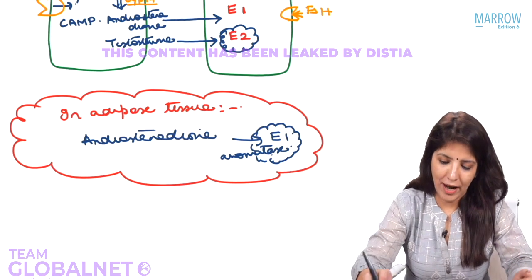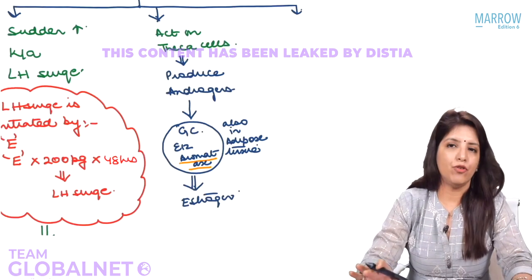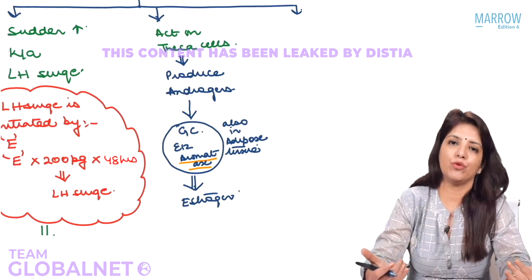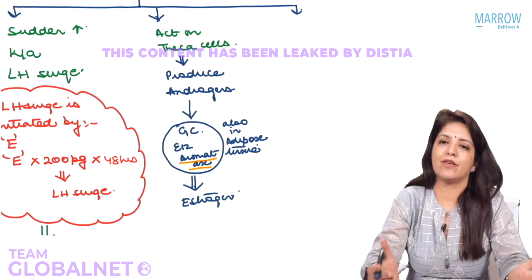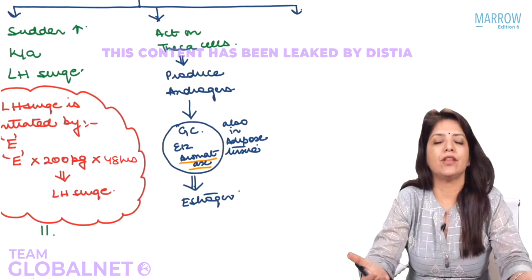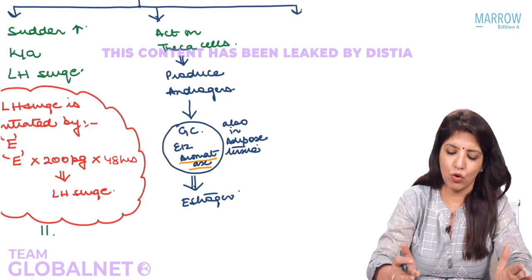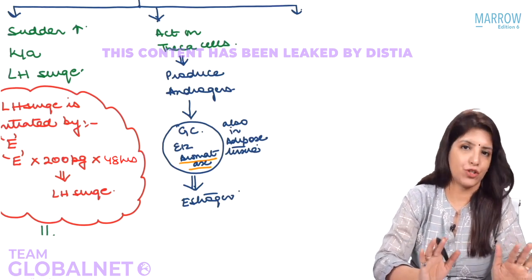Now let us go back to our flowchart. In the flowchart, I made you write that LH will act on theca cells. It will produce androgens. These androgens will go inside the granulosa cell, and with the help of the enzyme aromatase, they will get converted into estrogen, and this reaction also occurs in adipose tissue, right?